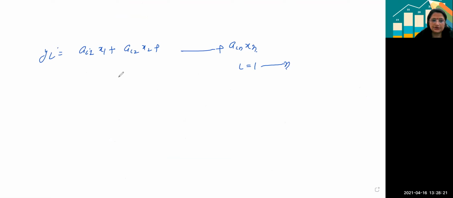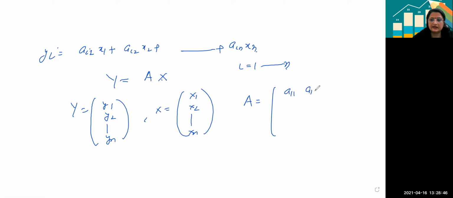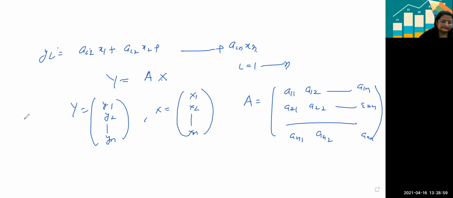So in matrix notation, the system of linear equations can be expressed as y is equal to Ax, where y is a column matrix having the values y1, y2, so on up to yn. X is also a column matrix, and capital A is the coefficient matrix: a11, a12, so on, a21, a22, so on up to a2n, and an1, an2, so on up to ann. This is the coefficient matrix.